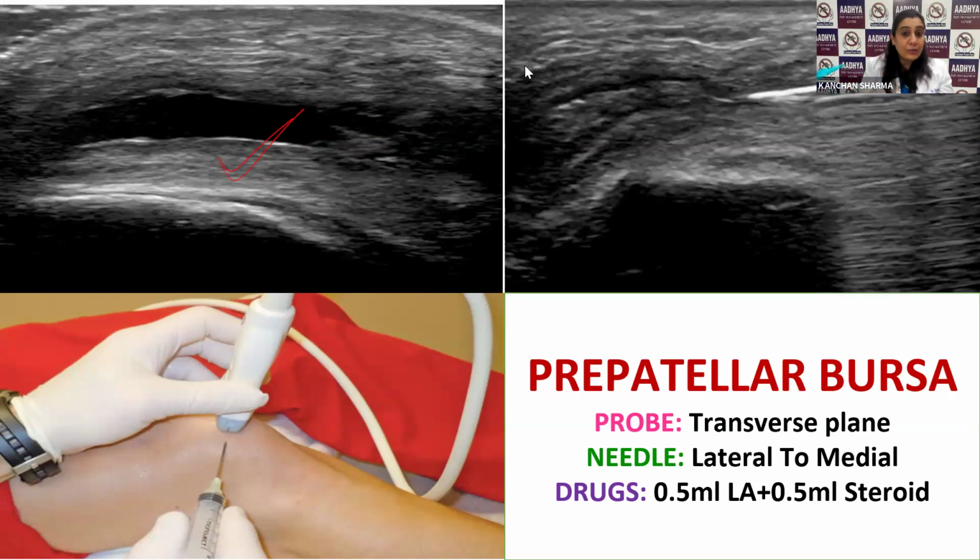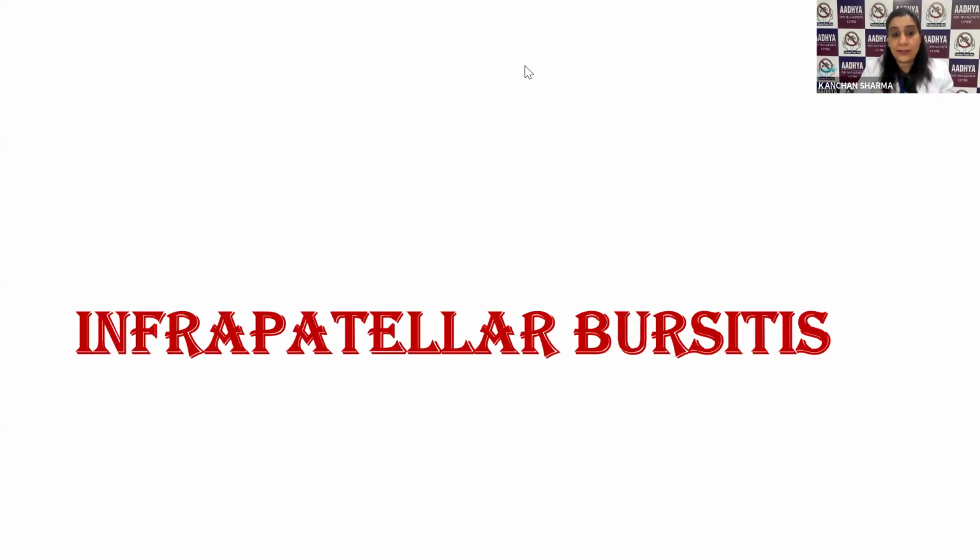Septic one, how can you rule out? There will be redness. This area will be very hot and tender to touch. Systemic markers will be raised. The patient will have fever and all. So rule out septic arthritis before injecting steroid, which can be done clinically.